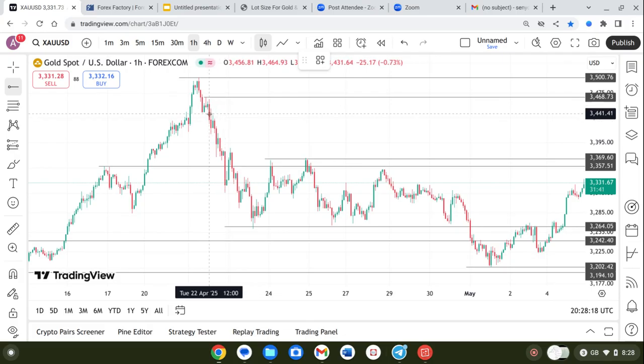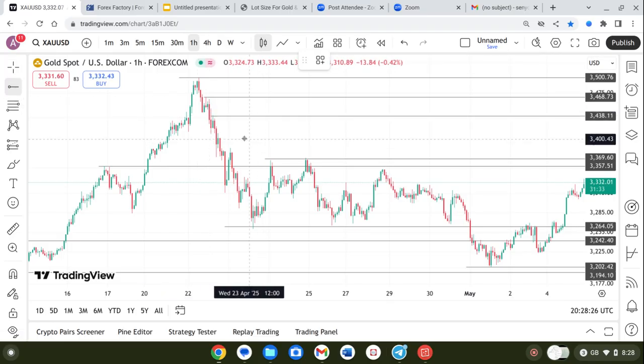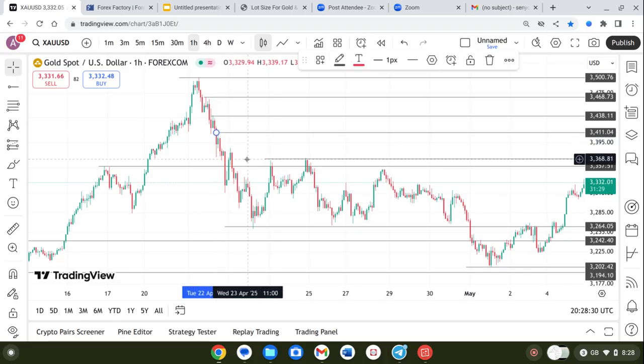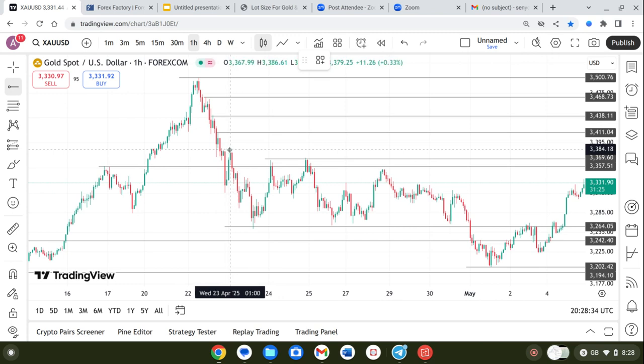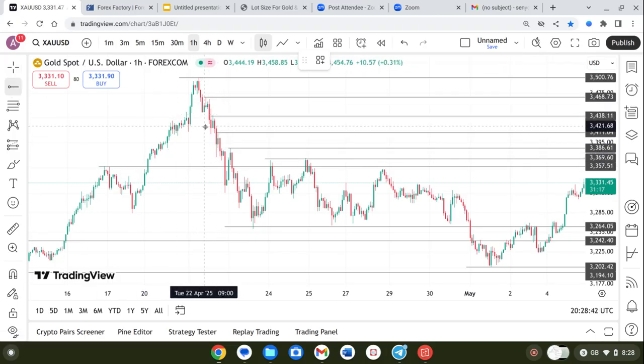So let's mark out all the major highs the market created. This is a high, and this was a high too. You may not see what I'm saying clearly, but the more you practice, the more you get to understand this. So these are highs that I've marked. I'll mark the lows as well.